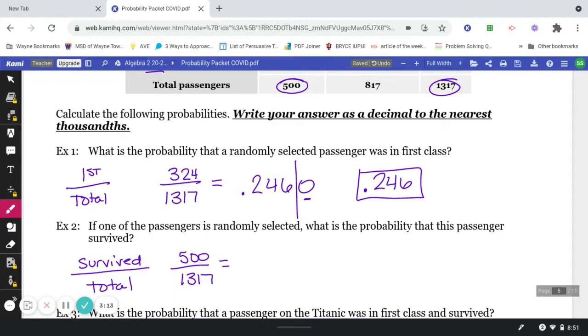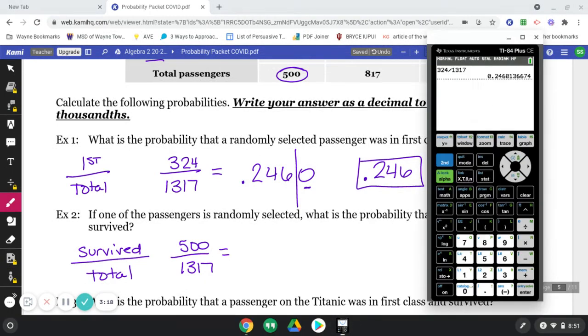Type that into your calculator. 500 divided by 1,317 would give us 0.3796. We cut it off right there. And that 6, because it's 5 or higher, is going to tell us to round the next number up. So 0.379 rounds up to 0.380. 79 bumps up to 80.